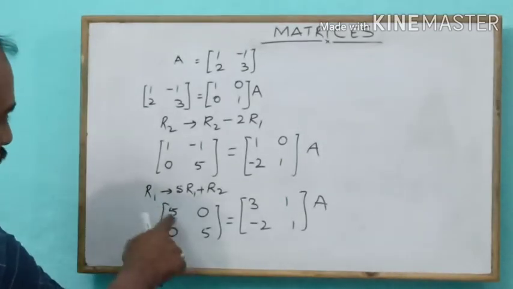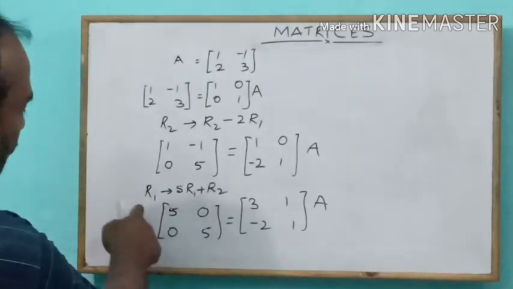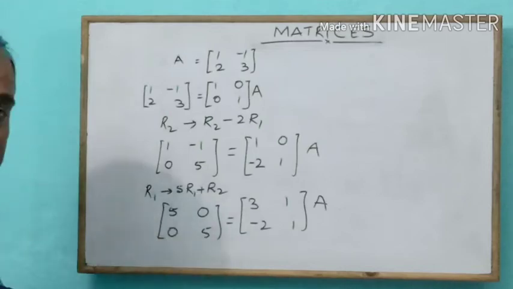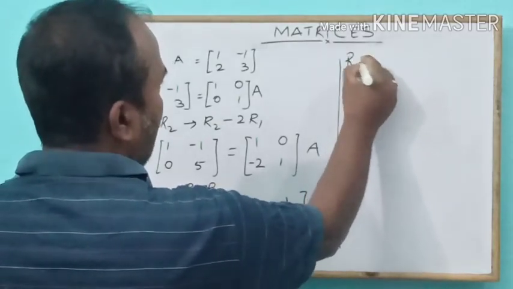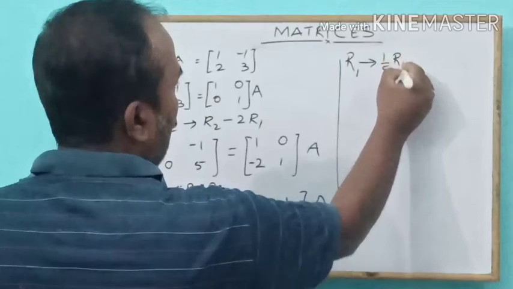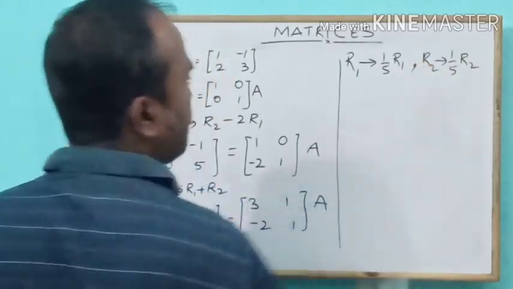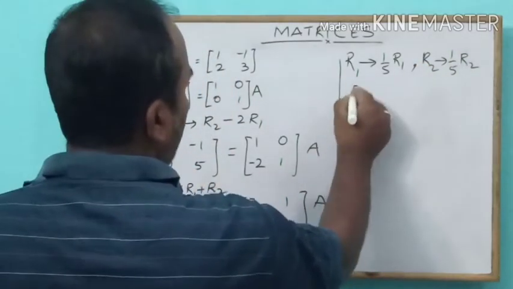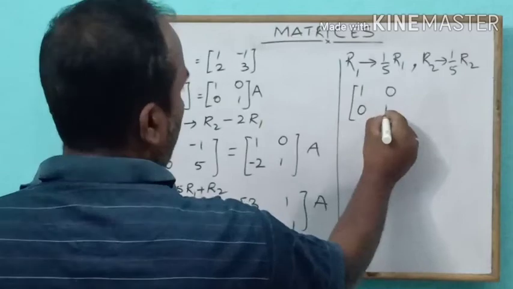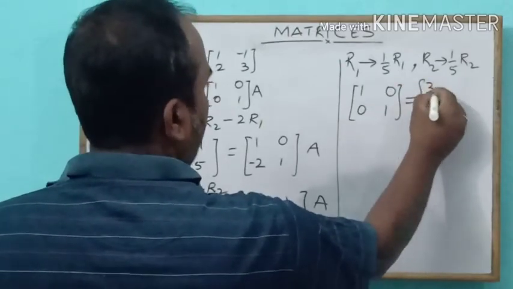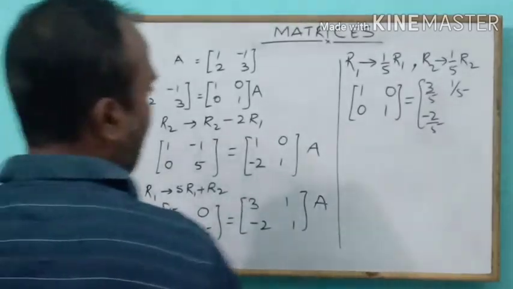Now you may be thinking we got 5, 5, we should get 1, 1. No problem, we will multiply the first row by 1 by 5 and the second row also by 1 by 5. So we will apply both the operations at a time. R1 we change to 1/5 R1 and R2 we change to 1/5 R2. So here we get 1 0, 0 by 5 is 0, 5 by 5 is 1, and this side 3 by 5, 1 by 5, minus 2 by 5 and 1 by 5.